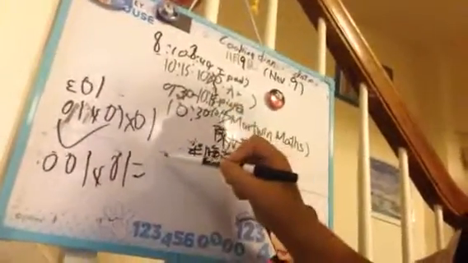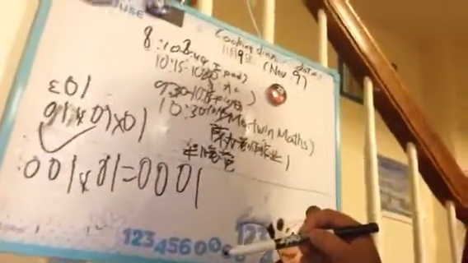It equals 1,000, right? Look at that 3, and look, there are 3 zeros. So basically, if you're multiplying by 10 with exponents, the exponent is the amount of zeros that you're going to have, and the first number is always going to be 1.